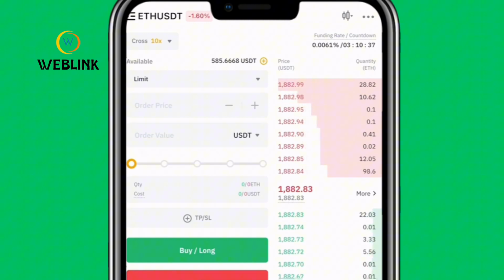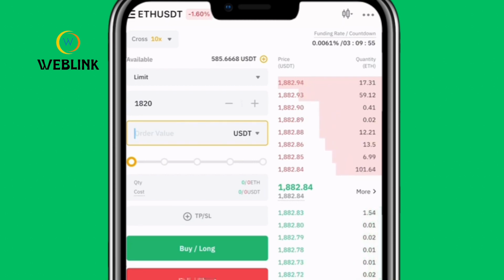And to do that, you just come here to where you have order price and enter the price you want to enter the market. So let's say, for example, you want to enter when it gets to 1,820 USDT. This is the price you want to enter the trade. The next thing you need to do is to come here and enter the amount of USDT you want to use for the trade. Now, don't forget, when I was talking about leverage, I said the amount you're using to trade is equal to your margin, which is the amount you are dropping, multiplied by your leverage. So the amount you're entering right here is your margin multiplied by leverage.